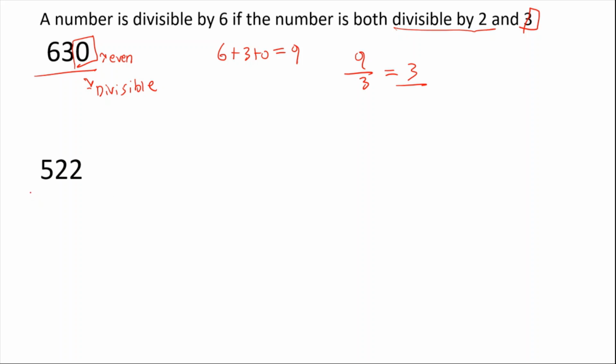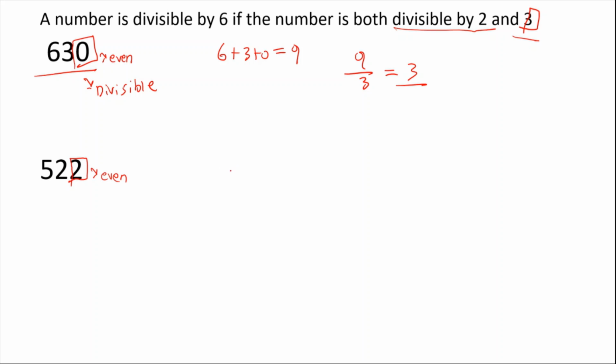Alright, the next number here is 522. Now let's see if this number is divisible by 2. The last digit here is 2, so we know that it's even, and it's divisible by 2. Now, let's see if it's divisible by 3.